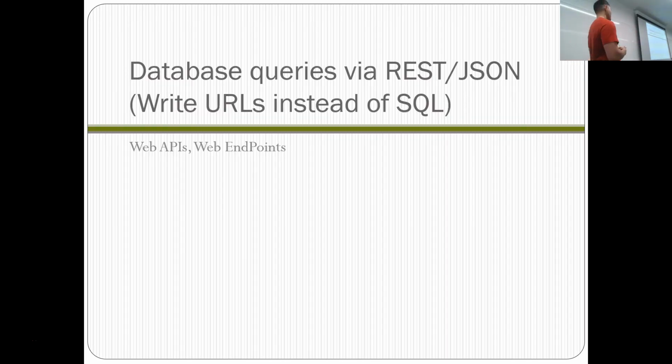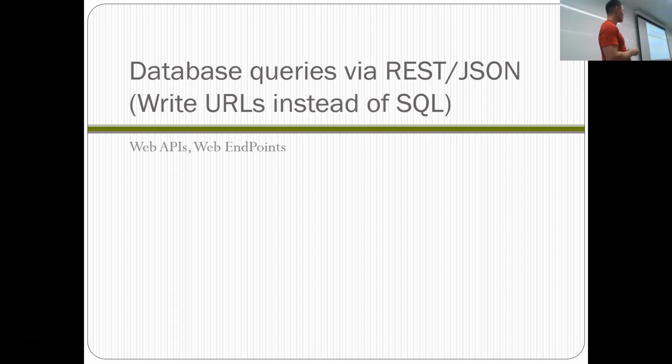Okay, another thing that people like to do is they like to write URLs instead of SQL. And this is what REST and JSON is all about. We covered this when we talked about the web frameworks, right? The model is basically running on the back end, and the controller and the view are on the front end. And the way the controller and the view access the back end is through a REST API. And that REST API is doing the CRUD operations: the create, the read, the update, and the delete.